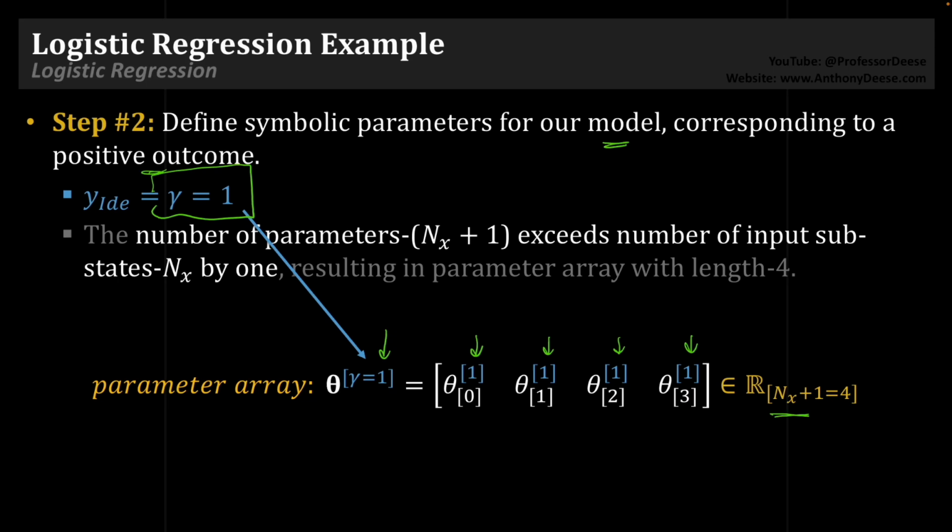And it has a covariant length along its only covariant rank of nx plus 1 equals 4, right? Because we really only have 3 inputs plus the offset equals 4. Right, the number of parameters, which is actually 4, exceeds the number of input elements by 1, like I said, resulting in a parameter array with length 4.